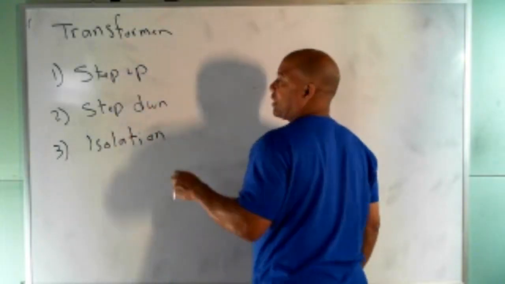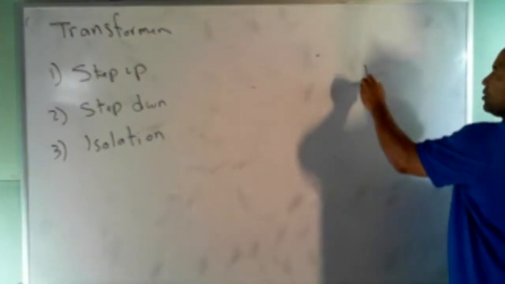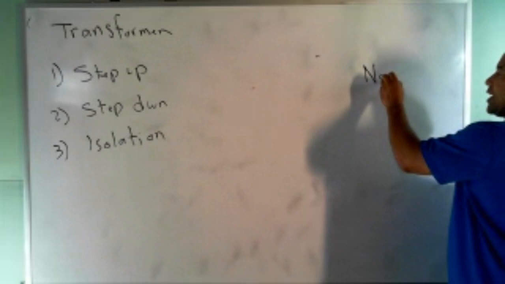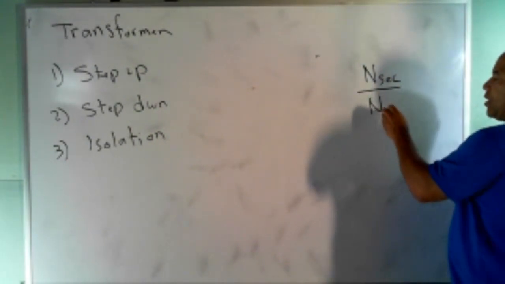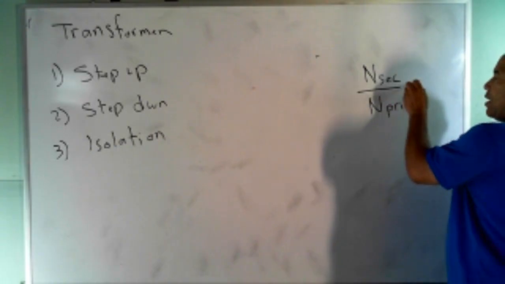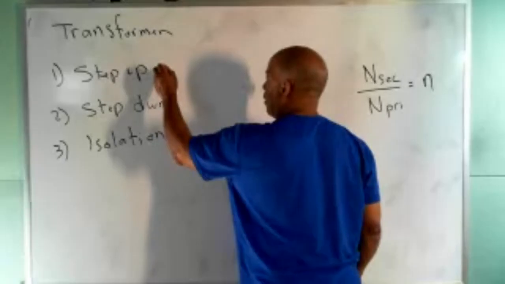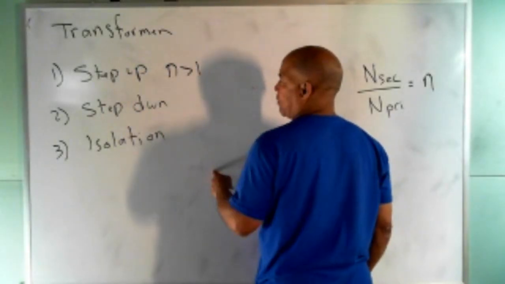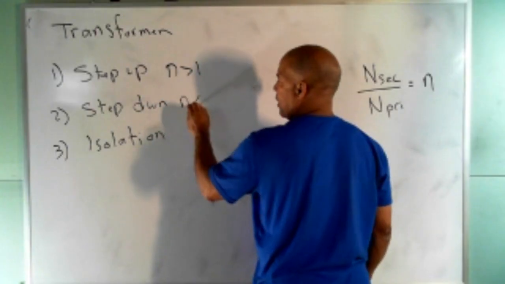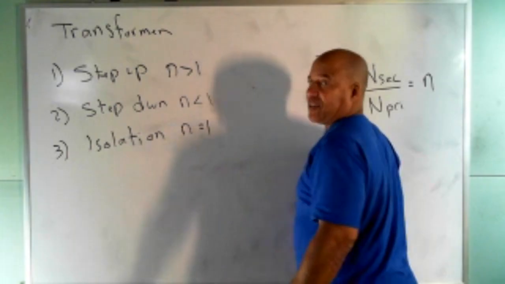We talked about this thing called the turns ratio. The turns ratio was defined as the ratio of the secondary number of turns to the number of turns on the primary coil. We define that as little n, the turns ratio. We said that if the turns ratio is greater than 1, then we have a step-up transformer. If it's less than 1, we have a step-down transformer. And if it's equal to 1, then we have an isolation transformer.